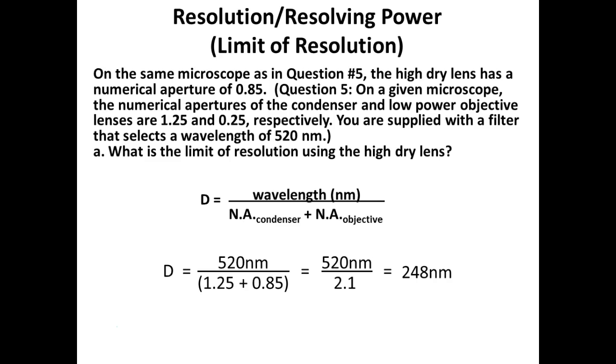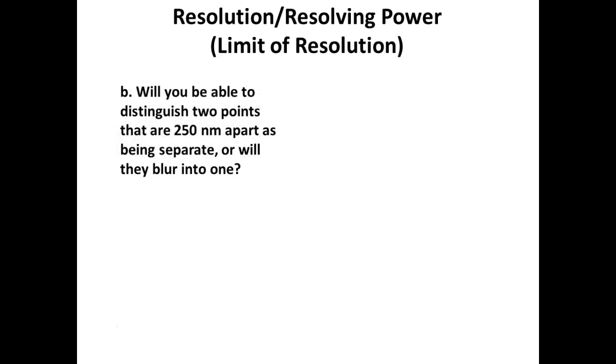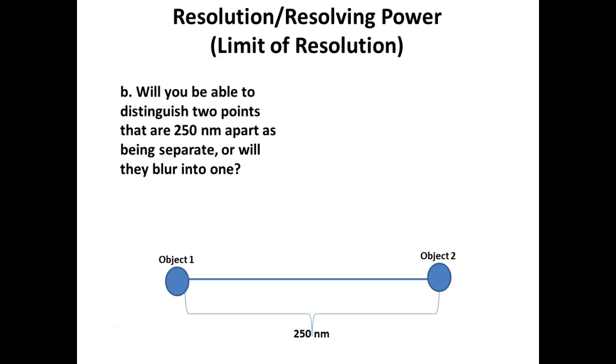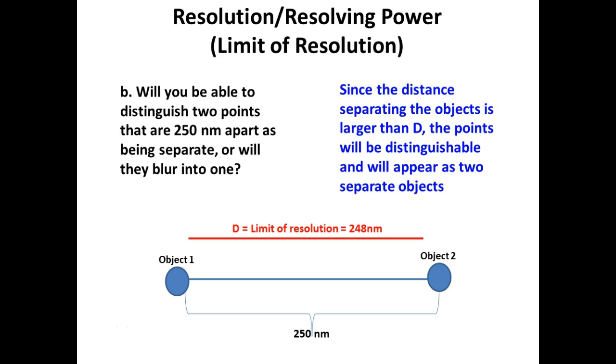So if two things are in fact 250, will we see them as being separate? Yes, it's greater than 248. That's the key. That's your limit. Anything less than that you won't see. Anything at that or greater you will see as two separate images based on that resolving power under those conditions.